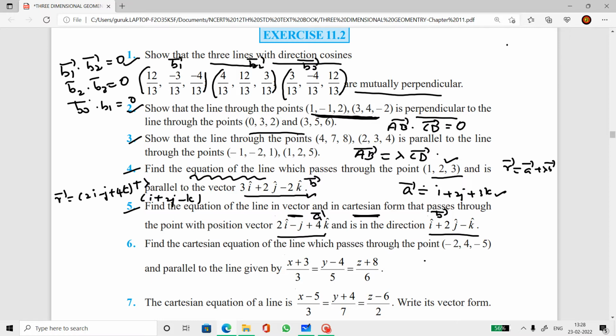Now this is the vector form. For Cartesian form, you change R vector to xi plus yj plus zk. So you get the answer. I'm writing the Cartesian also here. (x minus 2) by 1, (y plus 1) by 2 equals (z minus 4) by minus 1. Isn't it? R's components are x, y, z. That's the Cartesian equation.